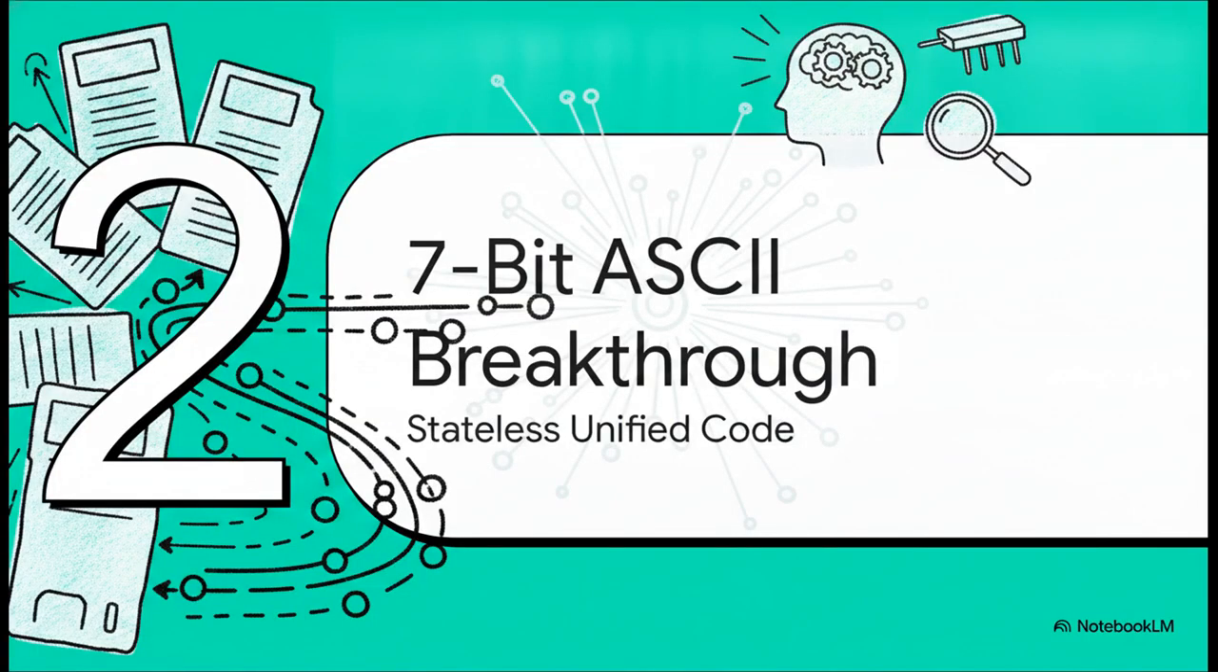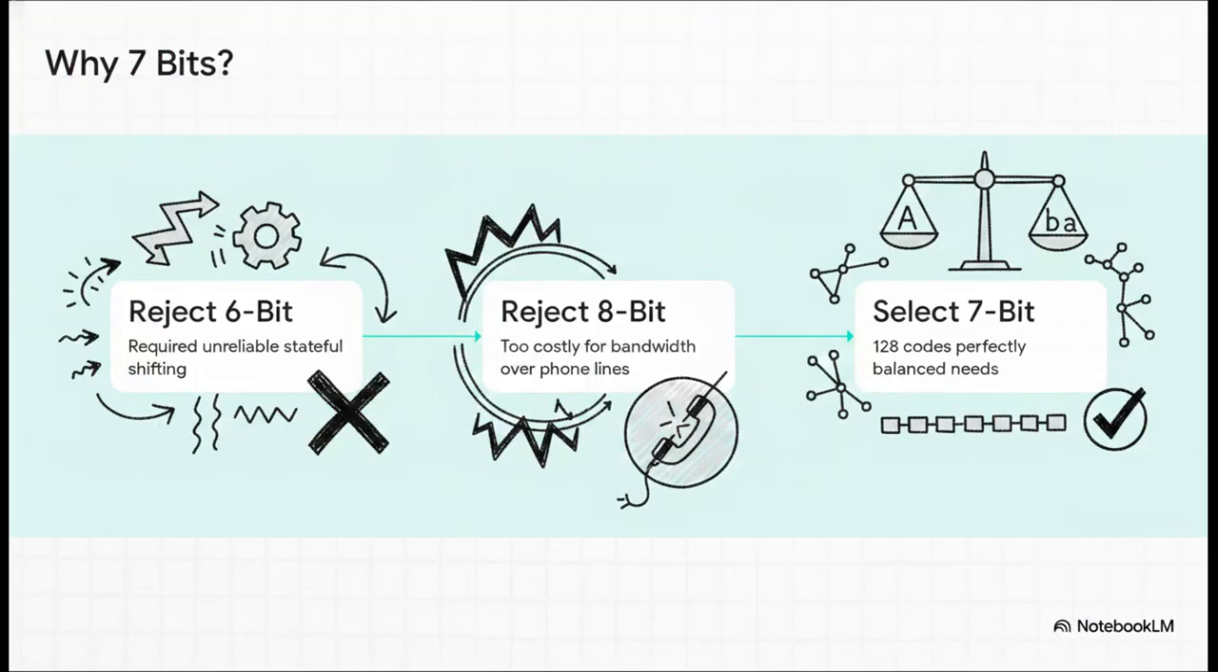Moving right along to part 2, the 7-bit ASCII breakthrough and the hunt for a stateless, unified code. Fast forward to the early 1960s. You've got this group, the ASA X3 committee, and they take on what is honestly a massive mission, designing a completely stateless, unified code for the rapidly exploding computer industry. The engineering compromise they ultimately reached is just fascinating.